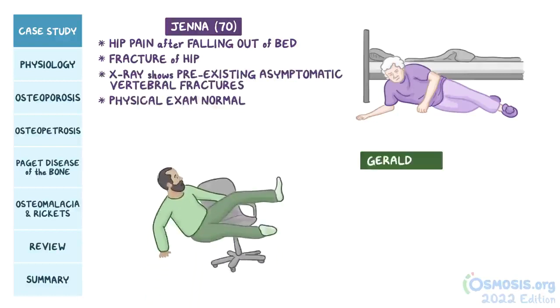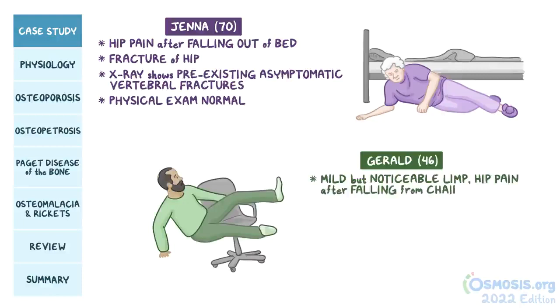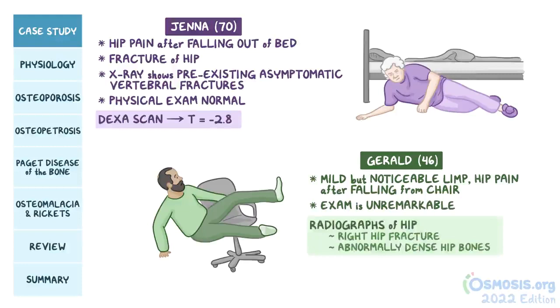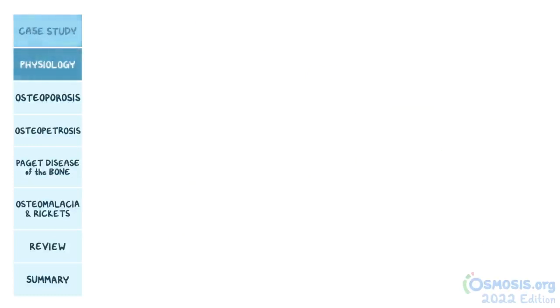Then you see Gerald, a 46-year-old male who presents with a mild but noticeable limp and hip pain on the right side after falling from a chair. Examination is unremarkable. In Jenna's case, a DEXA scan was performed revealing a T-score of -2.8. In Gerald's case, radiographs of the hip showed a right hip fracture and abnormally dense hip bones. Both seem to have some type of bone disorder. But first, a bit of physiology.